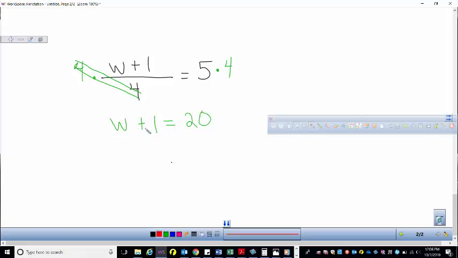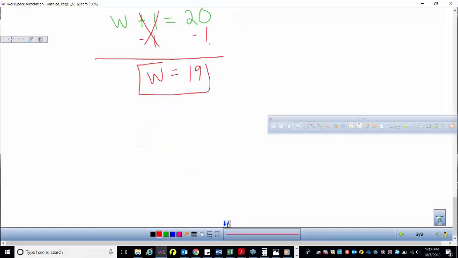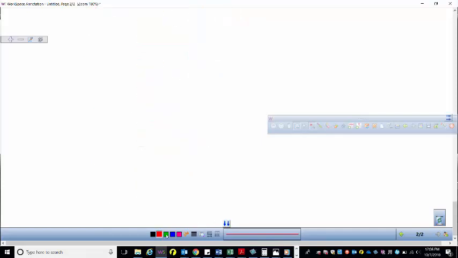And now you have to do the opposite of plus 1, which is minus 1. So 1 minus 1 cancels. And 20 minus 1 is 19. Okay, those are 2 steps. They can be a little tricky. Just watch your positive and negatives. I can show you one more.